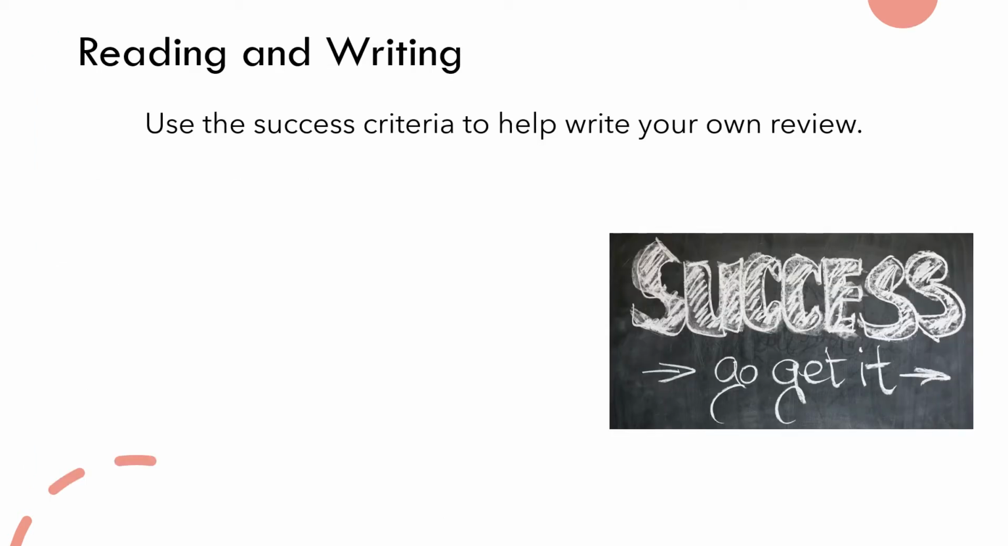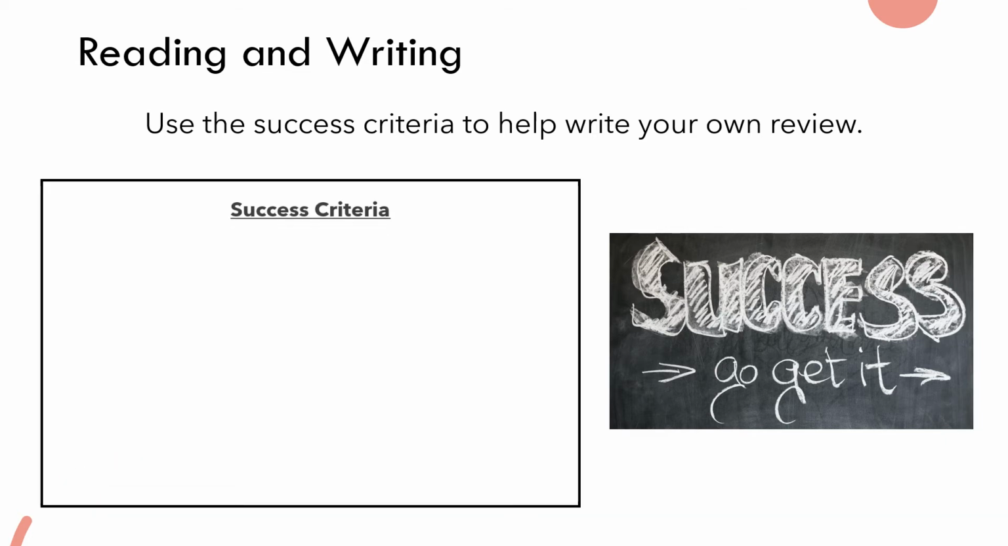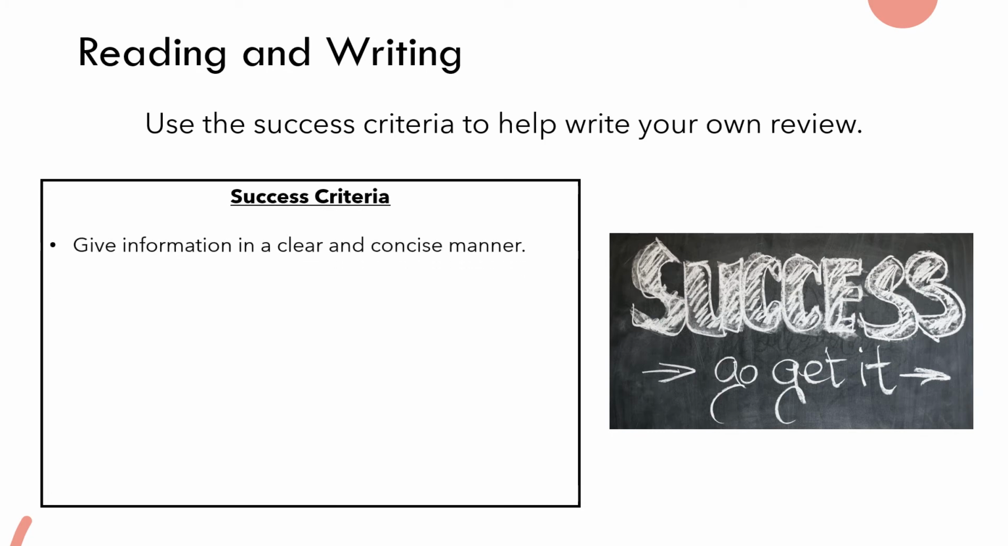Use the success criteria to help write your own review. So whenever you're planning your review, it's really good to come back and just make sure you're focusing on the right things that you really need to include in this review to get the most marks possible. So your success criteria is going to be really important in this regard. The first thing I'd say to focus on is making sure that when you give information about the place that you're reviewing, that it is in a clear and concise manner.